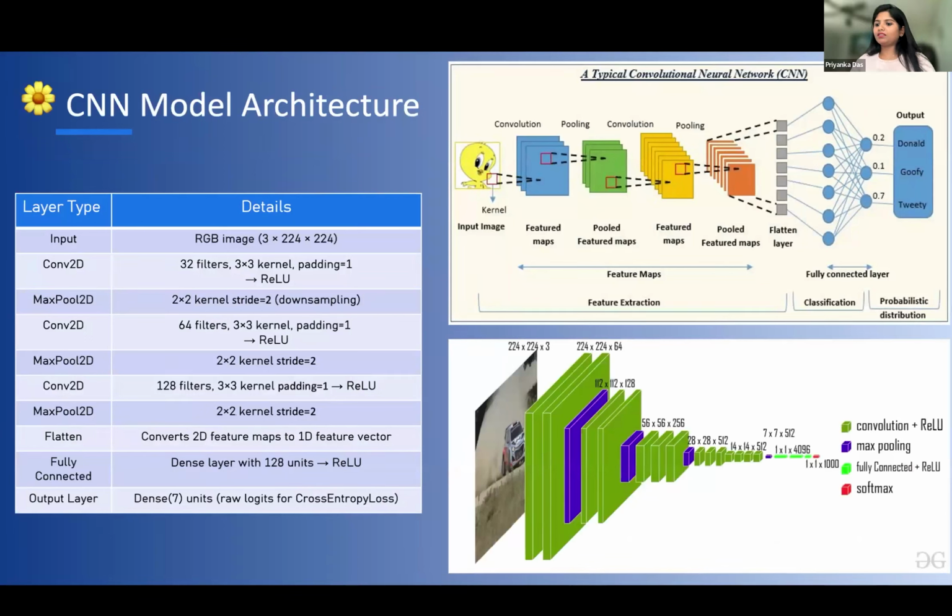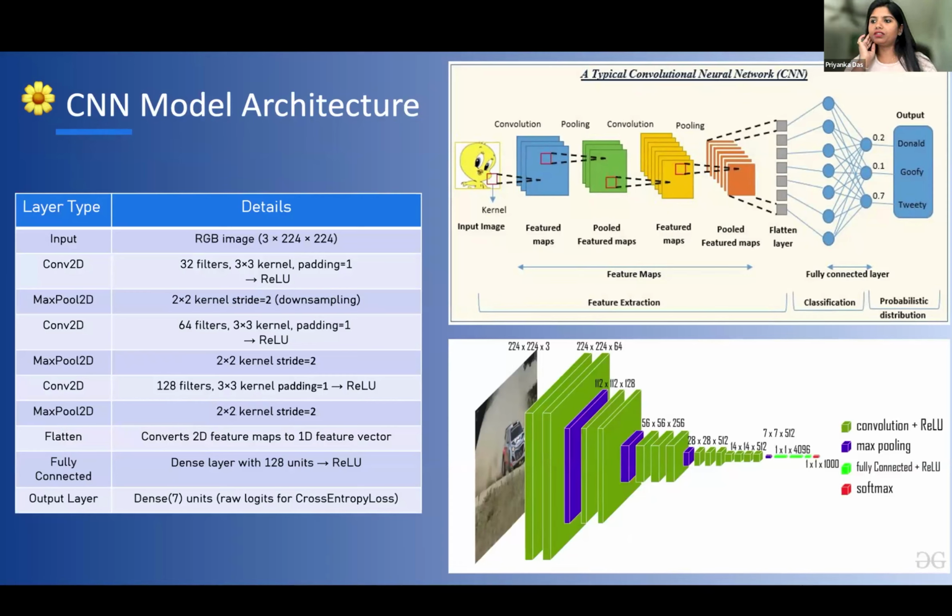Now let's look at the CNN architecture I designed for this project. The table on the left outlines the layers and their roles. The input is a 224 by 224 RGB image. I use three convolutional layers, each followed by a ReLU activation to introduce non-linearity. After each convolution, I apply max pooling to progressively reduce spatial dimensions and extract the most significant features.